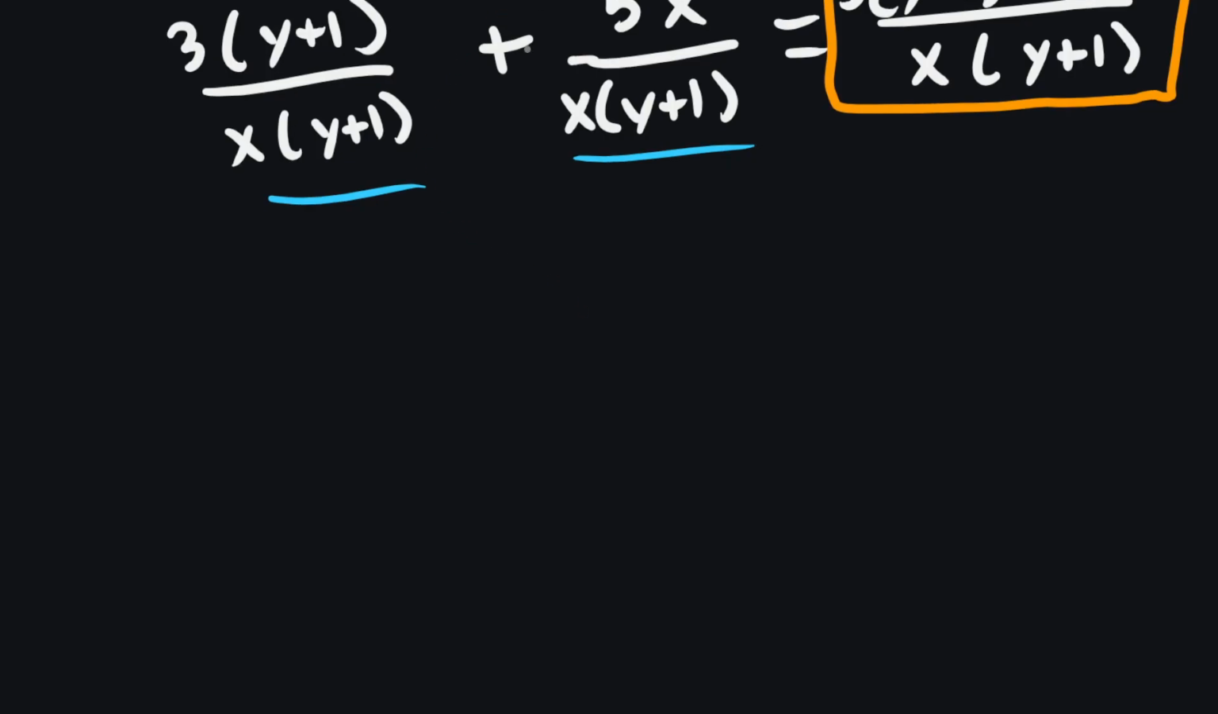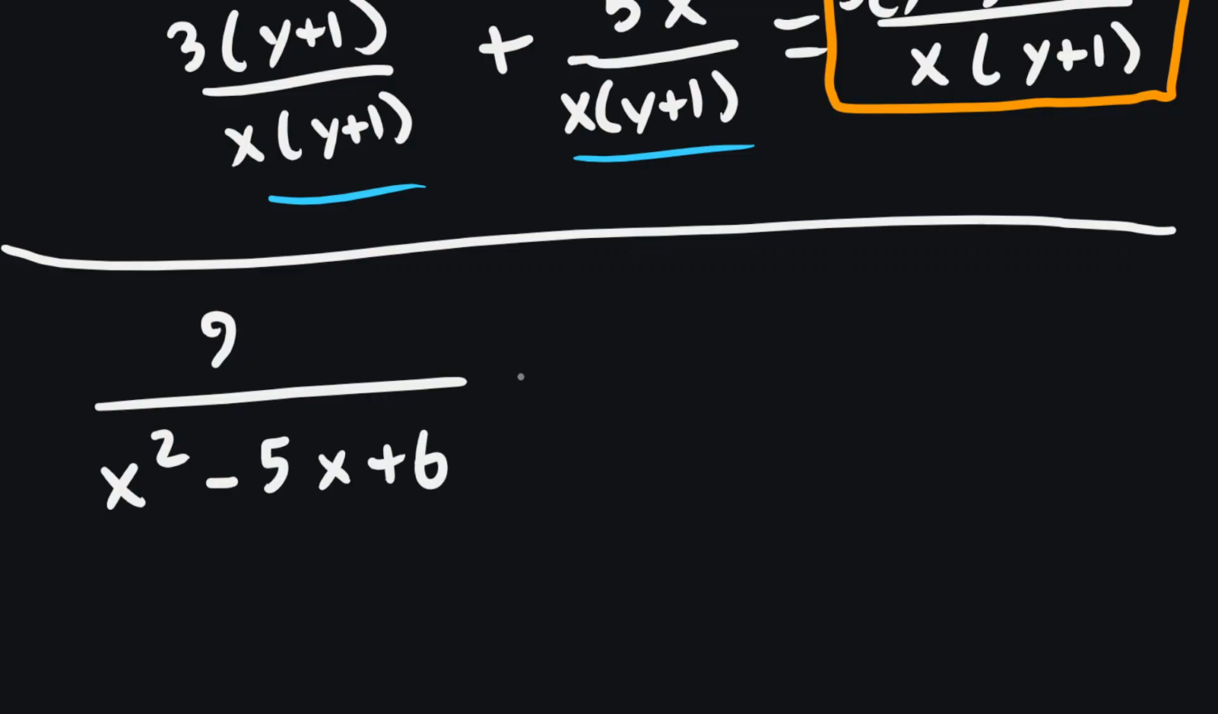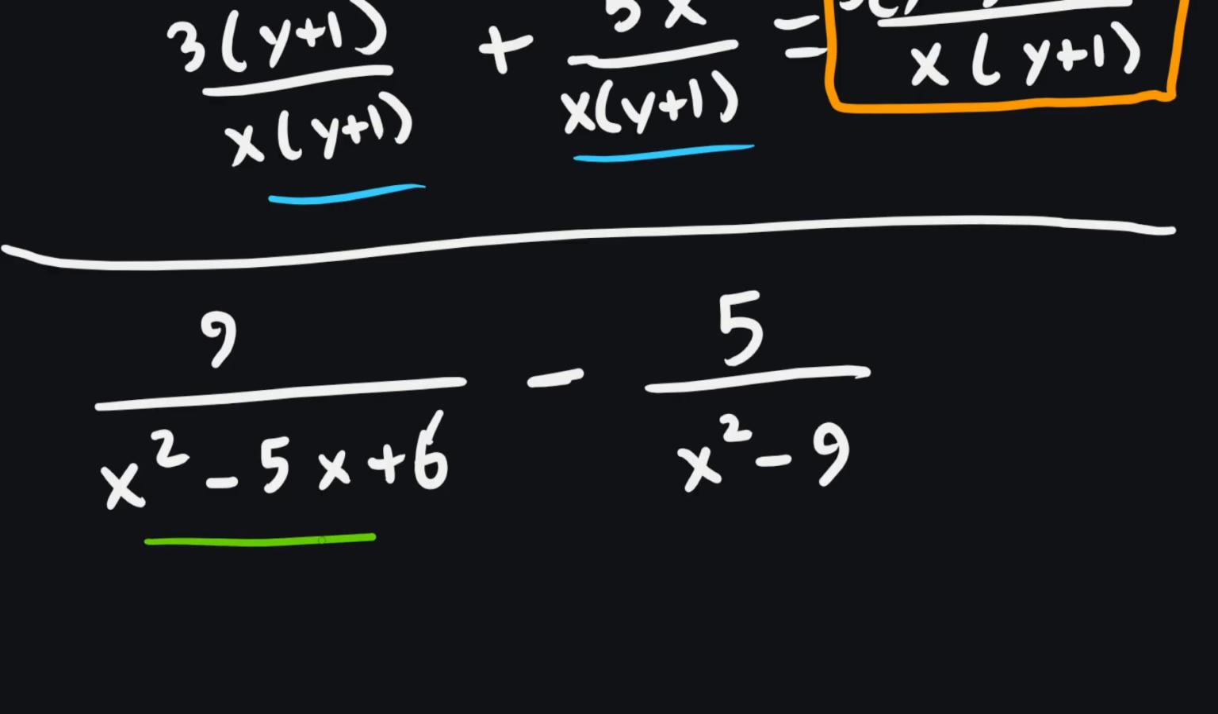So let's say we had these two rational expressions we wanted to subtract. So let's separate these, and let's write out 9 over x squared minus 5x plus 6. And we wanted to subtract that by 5 over x squared minus 9. So now, again, in order to subtract these two rational expressions, we have to make both of their denominators the same. And as you can see right here, both of their denominators are not the same. So we have to make them the same.